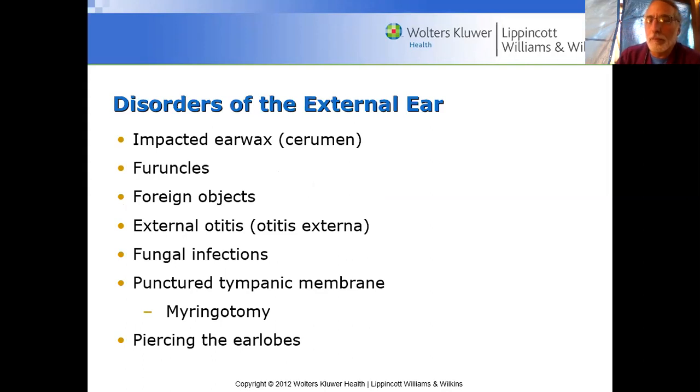So, external ear, impacted earwax. We talked about that already, right? You get a buildup of earwax, cerumen, in the ear, which impairs the sound waves in the air, slows them down or stops them from reaching the tympanic membrane. Furuncles, so a growth, a big zit if you will, in the external auditory canal, or impacting the external auditory canal, that causes the canal to shrink, so not as much of the sound wave is getting through.